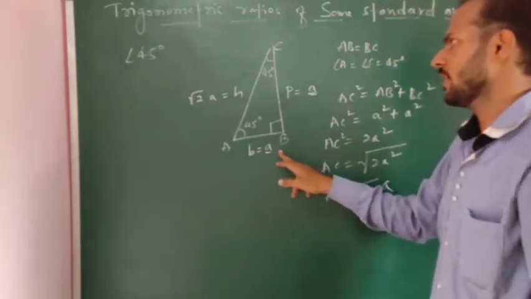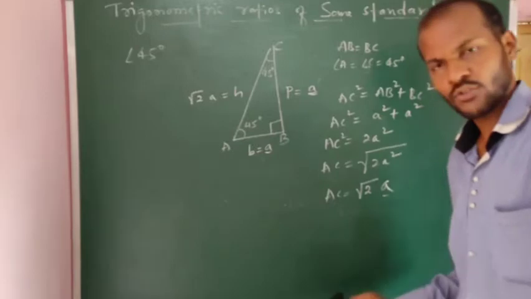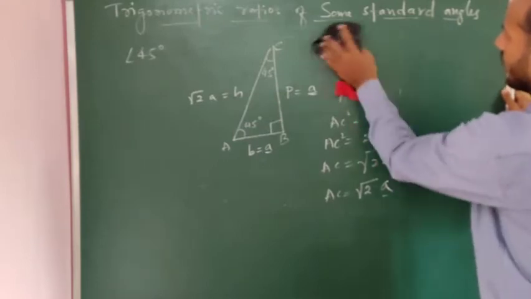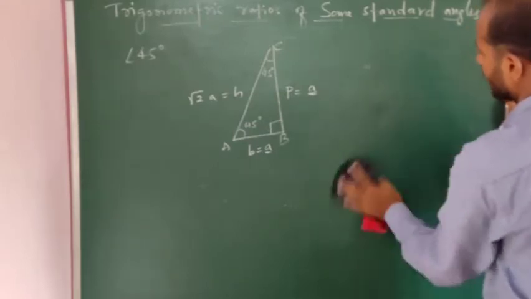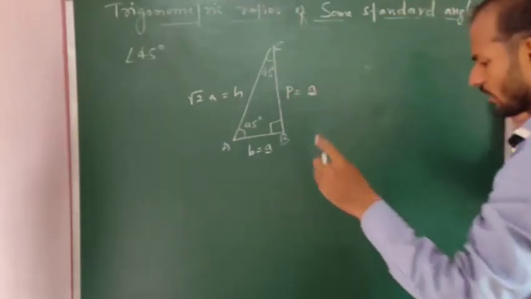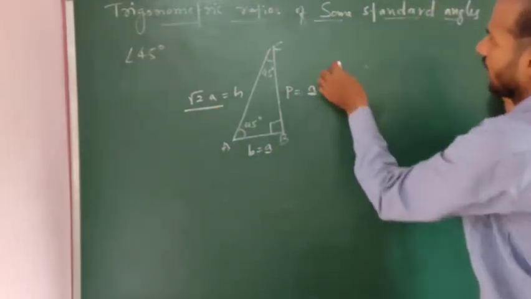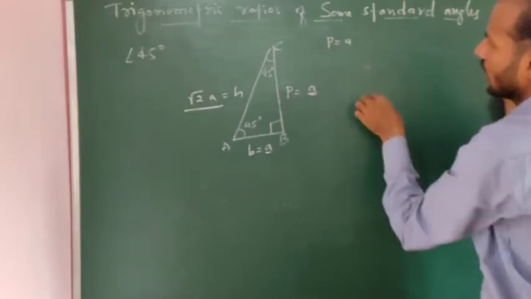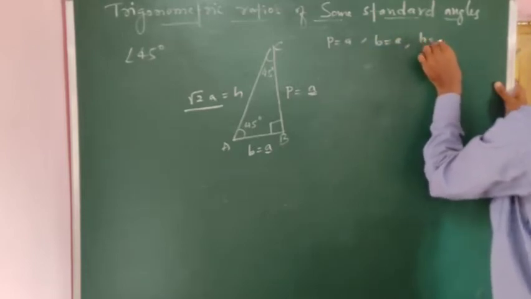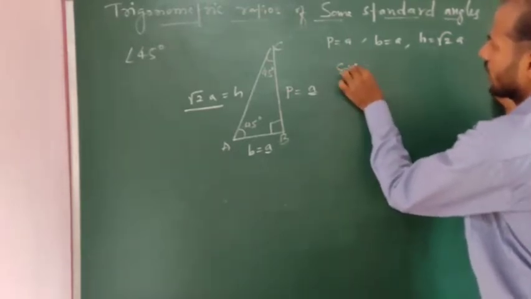Now we get all three sides. We have AB, BC and AC. Now substitute these values in the trigonometric ratios, then we get the standard angle value of 45 degree. Let's see. By Pythagoras theorem we already got AC equals root 2a. Now we have P equals a, B equals a, H equals root 2a.